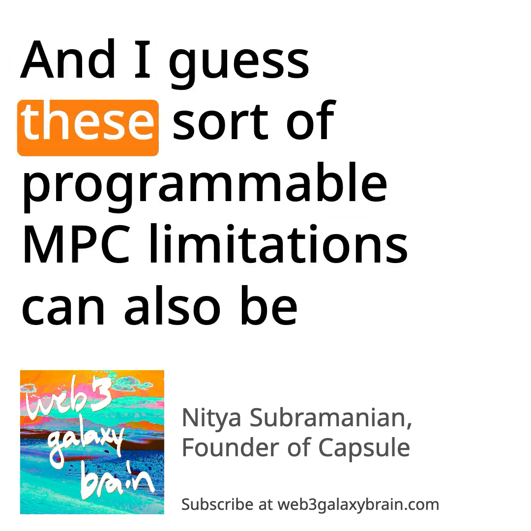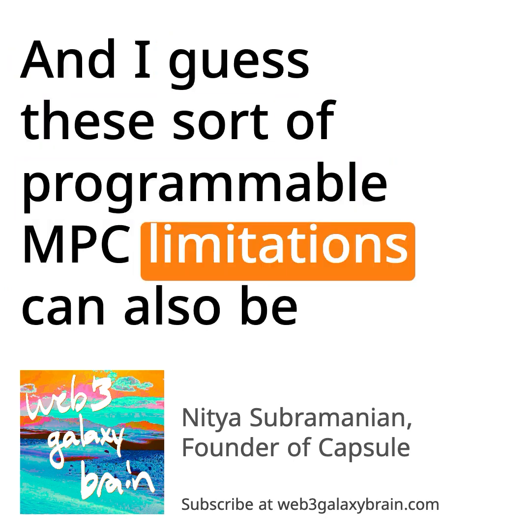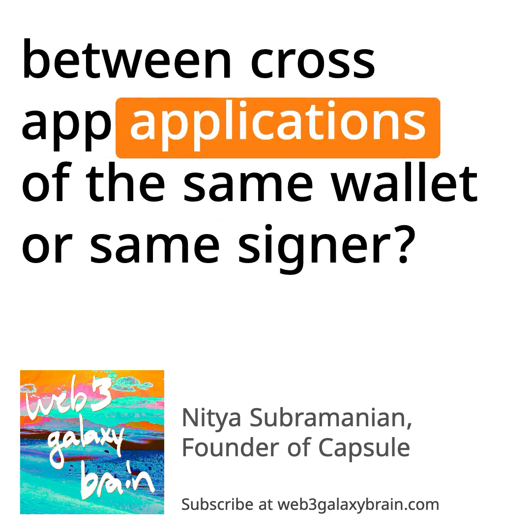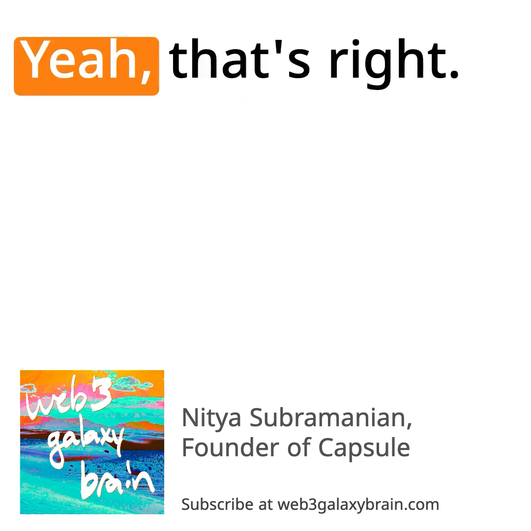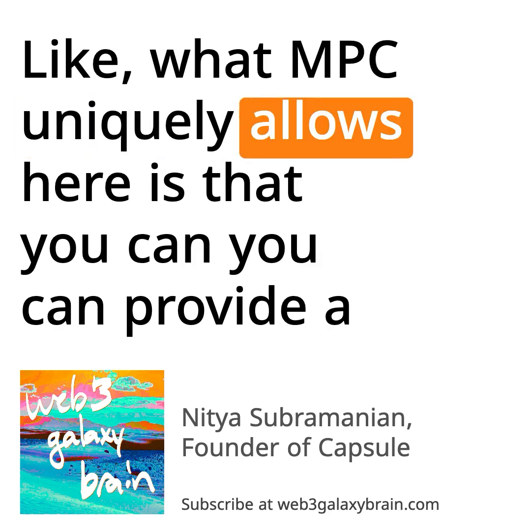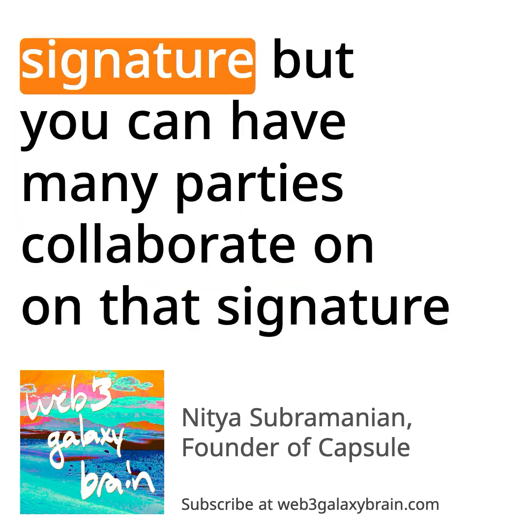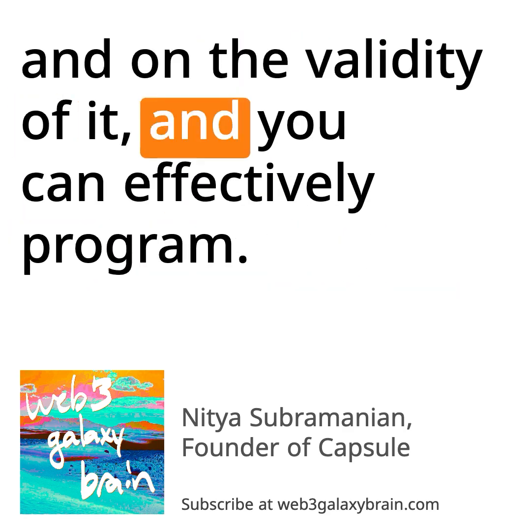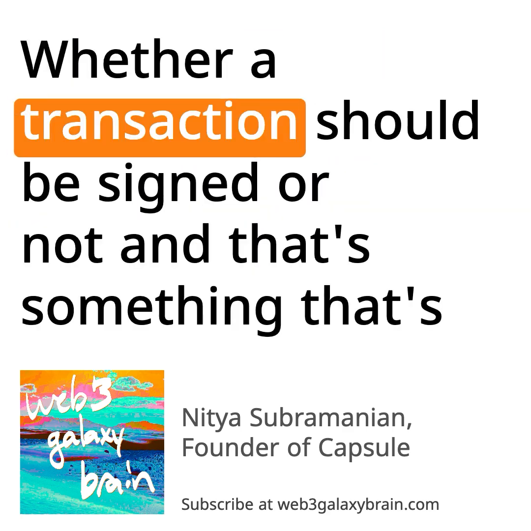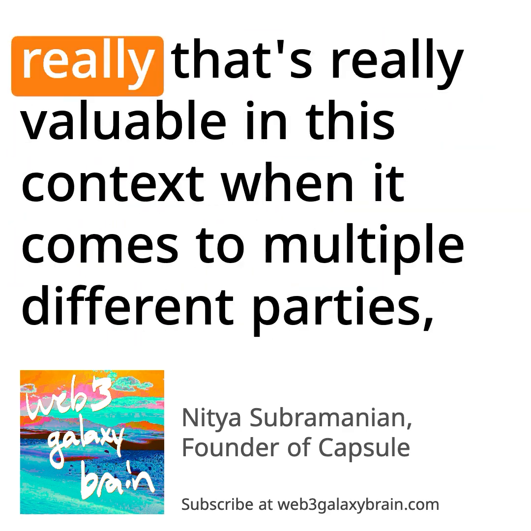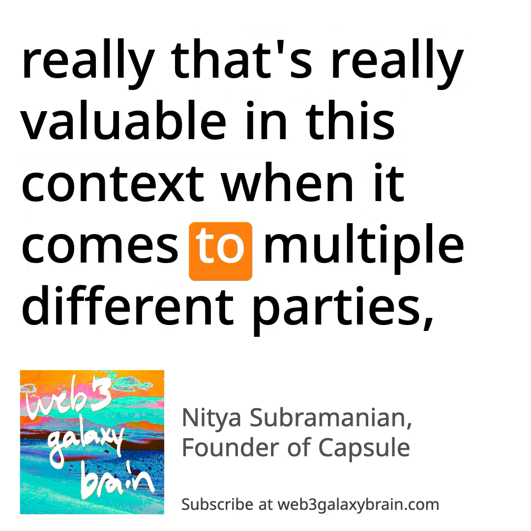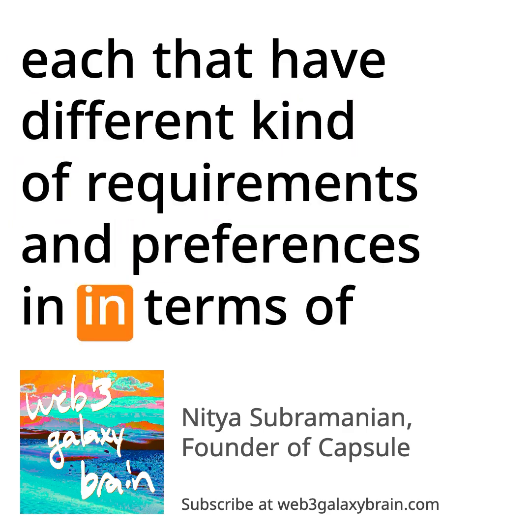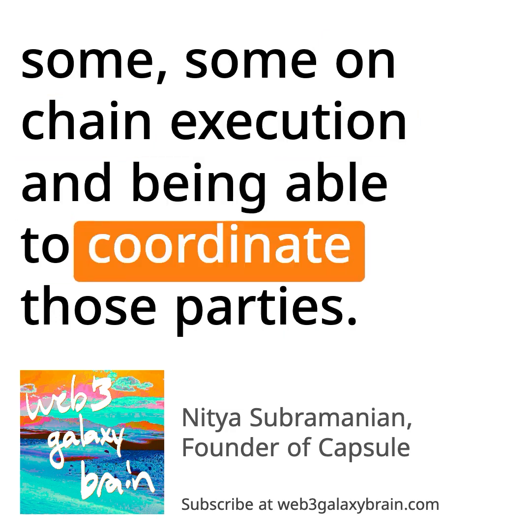Got it. And I guess these programmable MPC limitations can also be useful for ensuring some of that security you were alluding to between cross-app applications of the same wallet or same signer. Yeah, that's right. What MPC uniquely allows here is that you can provide a signature, but you can have many parties collaborate on that signature and on the validity of it, and you can effectively program whether a transaction should be signed or not. That's really valuable when it comes to multiple different parties, each with different requirements and preferences in terms of some on-chain execution, and being able to coordinate those parties.